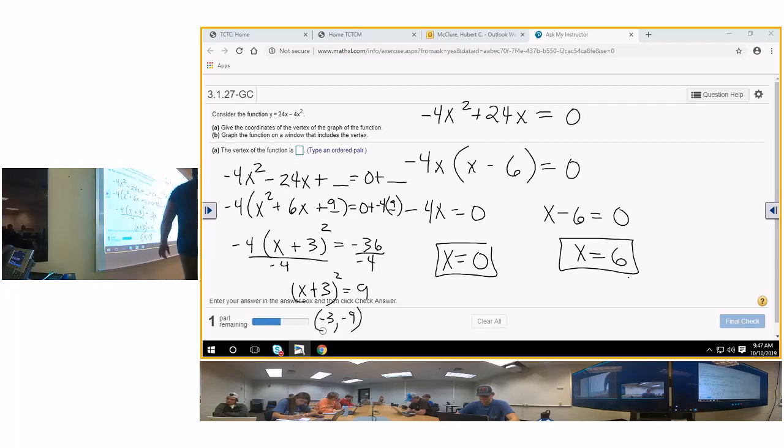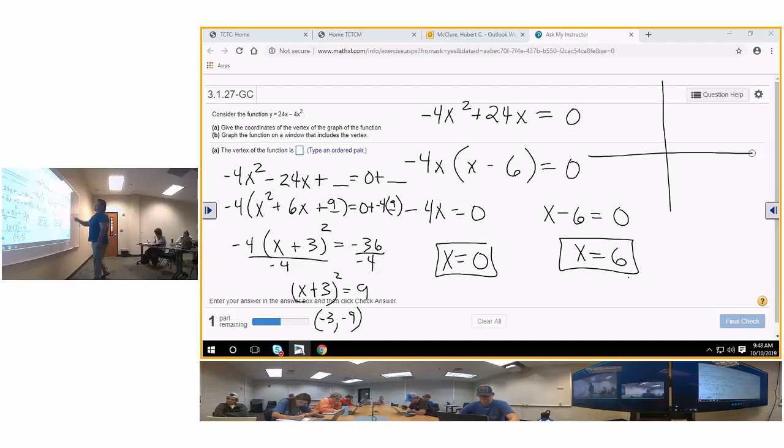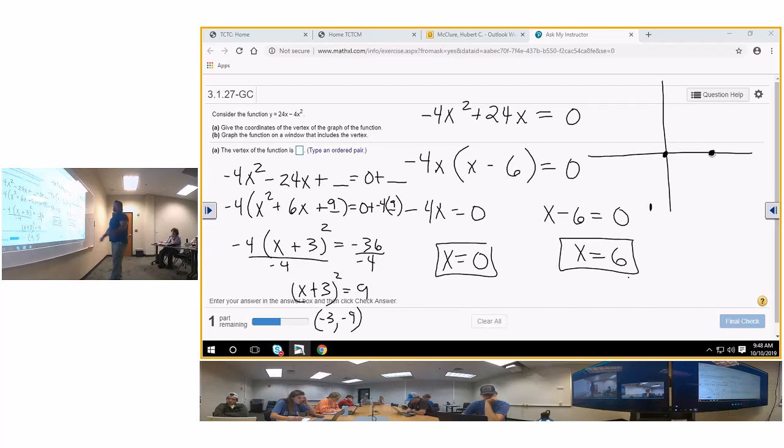So let's draw it. So negative 3, negative 9. Our y-intercept is 0, 0. That's also our x-intercept, and our, doesn't look right. Something's wrong. Somebody help me out. Something's wrong. It's not drawn right. Because it should be negative 6, or this vertex should be over here. Because the 6 is right there. So somebody check my signs.